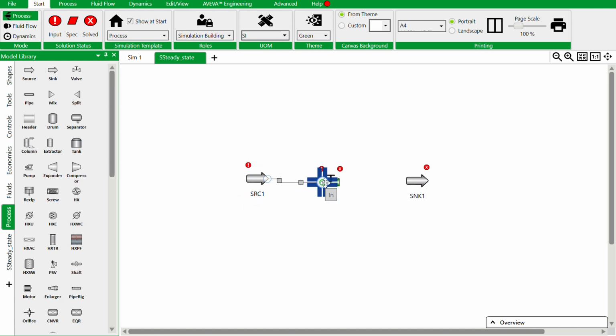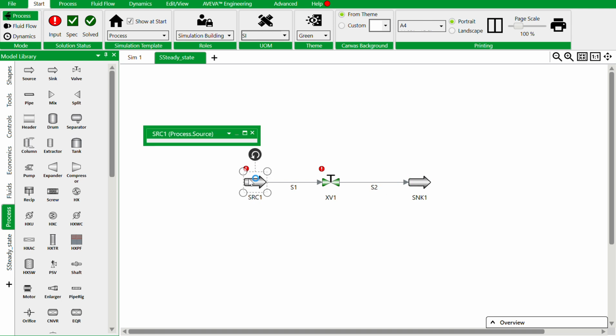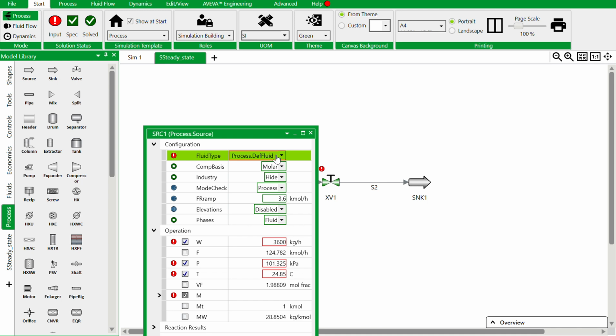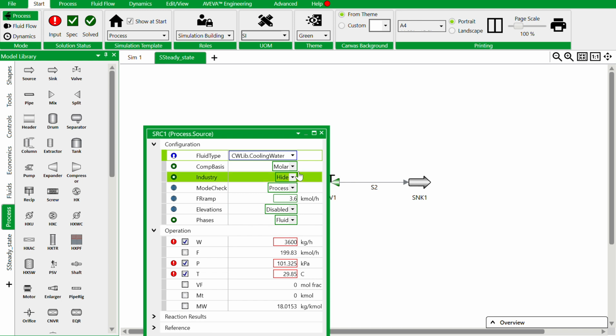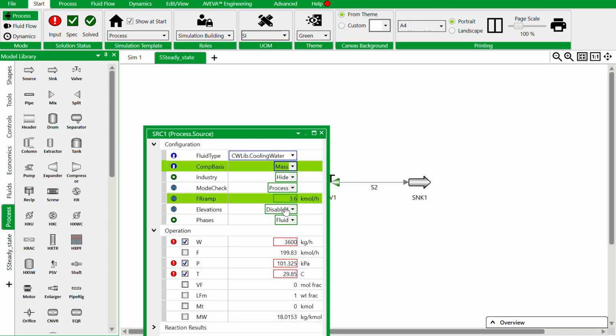and we connect them here. To remove these badges, we need to input some data, so we have to add some parameters. Here we consider the fluid as cooling water, based on the mass flow rate. Then we have to specify the boxes where a tick mark is mentioned. That means that data needs to be input by us, in kg per hour.